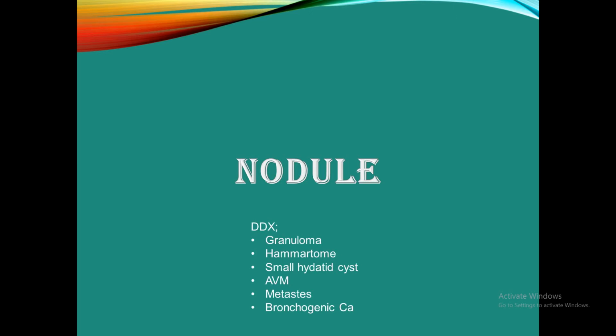Nodules have different differential diagnoses. Among the most important differential diagnoses are the granuloma, hamartoma, small hydatid cyst, and AV malformation, all of which are benign. And we have also metastasis and bronchogenic carcinoma, which are causes of malignant nodule.